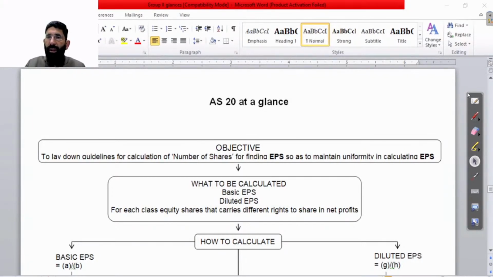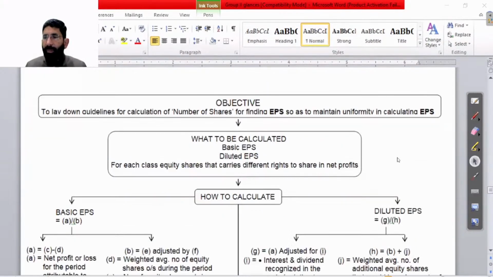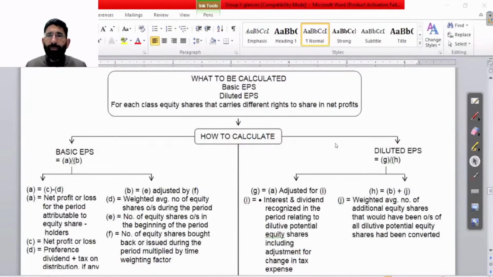So in our last AS20, we discussed the concept of EPS to some extent. What does EPS stand for? It was basically earning per share, as we have already discussed. And there are two types of EPS. One is the basic EPS, the second is the diluted EPS. How to calculate them, that was the concept. For that, I have taken some examples for you.